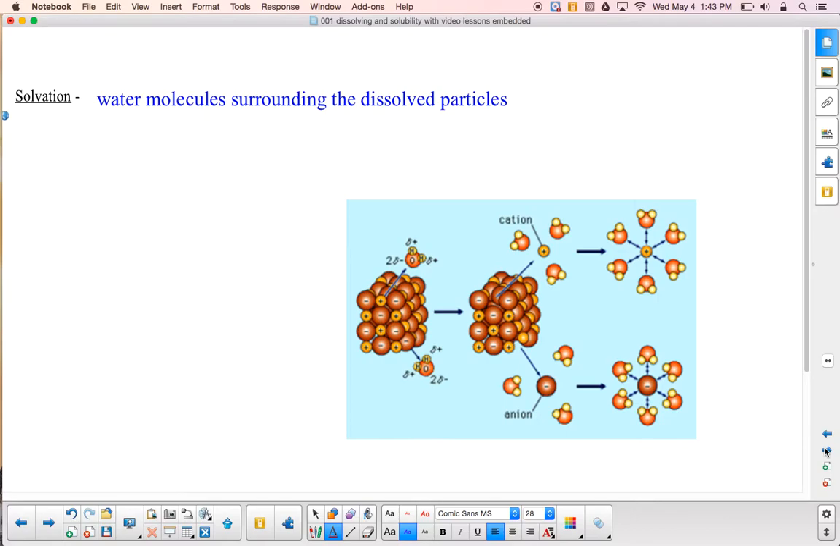One of the most important things to understand about the dissolving of compounds is what happens on a molecular level when the water dissolves the compound. We're going to start here with a little animation of a process called solvation. Solvation is simply water molecules surrounding the dissolved particles. In particular, we're going to start by looking at an ionic compound.